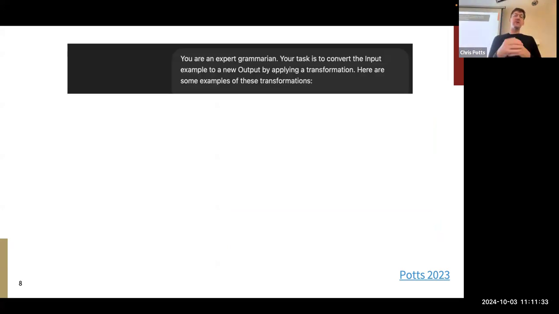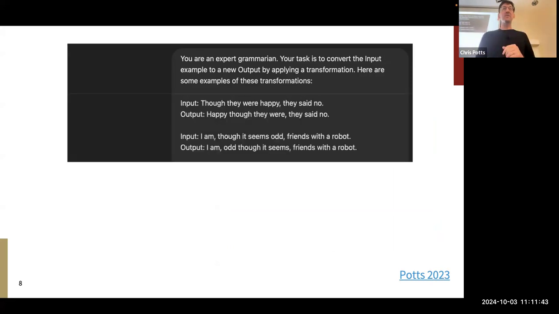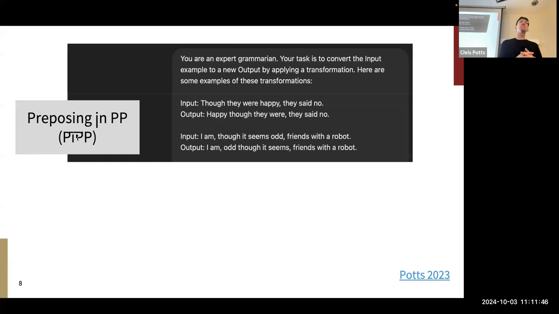So I've prompted it with, "You are an expert grammarian. Your task is to convert the input example to a new output by applying a transformation. Here are some examples of these transformations." And then my examples are examples of what I call the preposing in PP or PIP construction. These are things like, "Happy though they were, they said no." Or "I am, odd though it seems, friends with a robot." So I've offered the input, which is the regular prepositional phrase, like "though they were happy," and the output is "happy though they were."